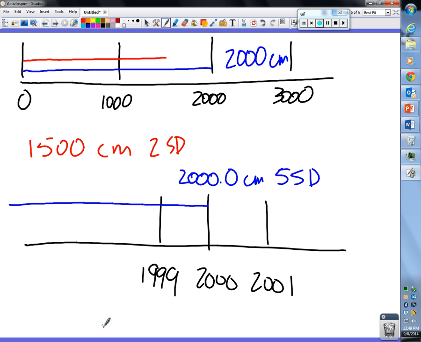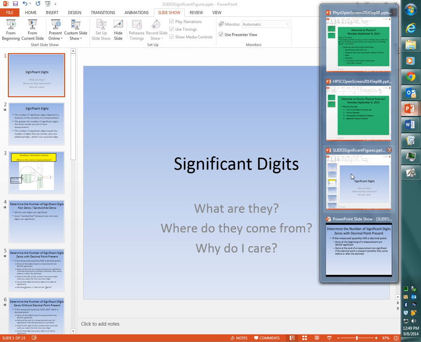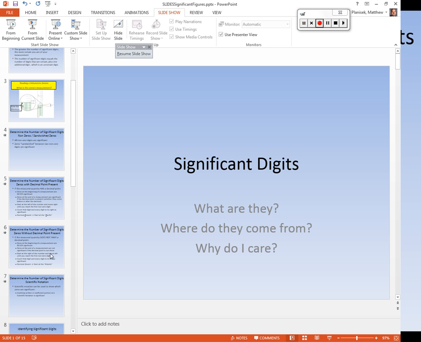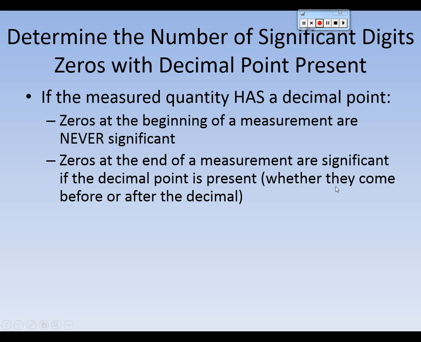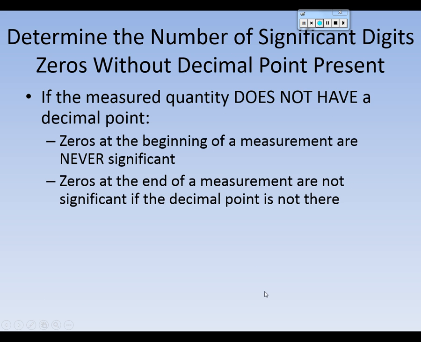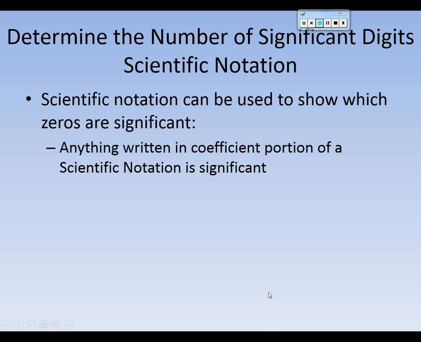Okay? So, that leads us to our 5th rule. That's kind of a catch-all. Gets us out of bad situations like this. That 5th rule being scientific notation. There we go. Scientific notation can be used to show which numbers are significant. Anything written in the coefficient portion of a scientific notation is significant.